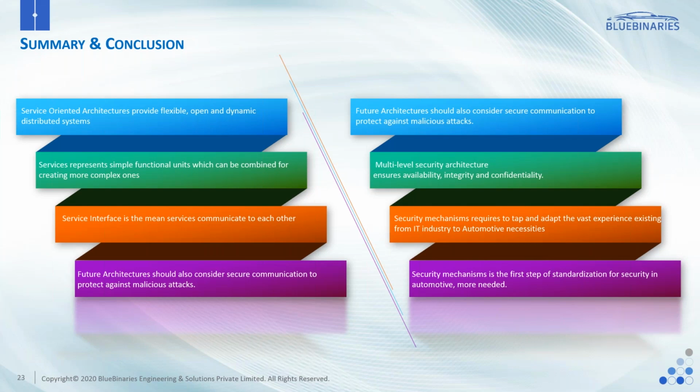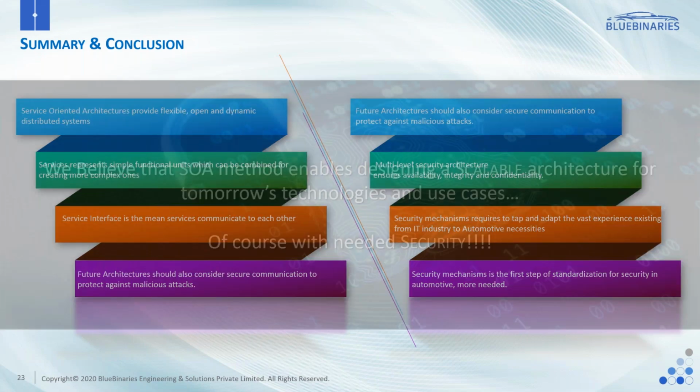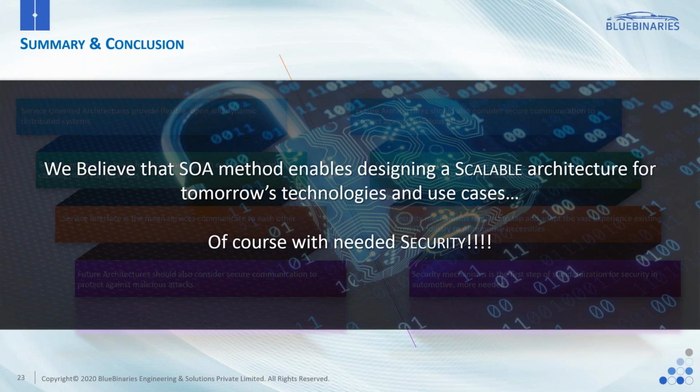You can have multiple security levels introduced in your architecture. It need not be what I have specified. You can also have a different level of security introduced, but the suggestion is to consider the level of security that you would be introducing in your vehicle at a much earlier phase, and then incorporate them in your architecture developments. So overall, we believe that the service-oriented architecture methods will enable designing a scalable architecture for tomorrow's technologies and use cases, of course, with considering the security.